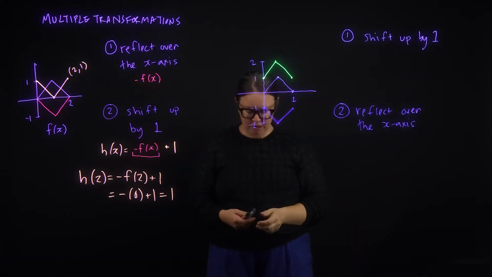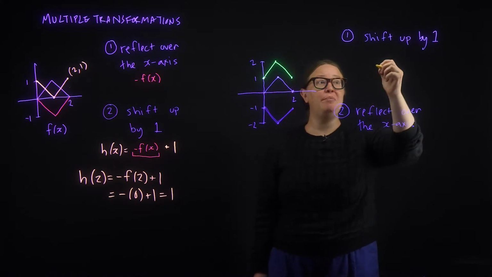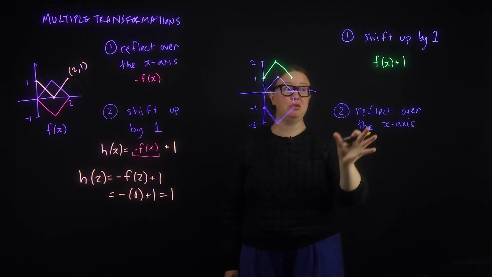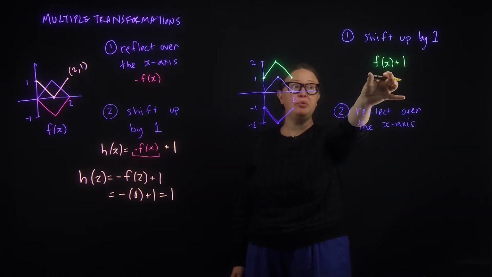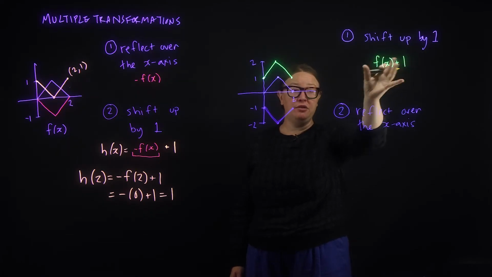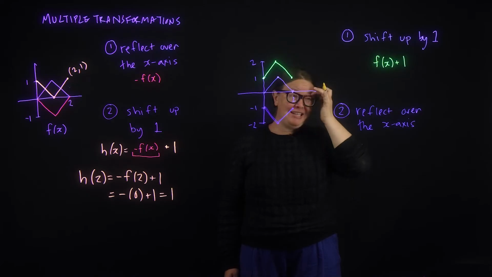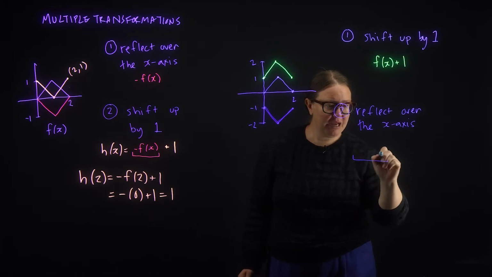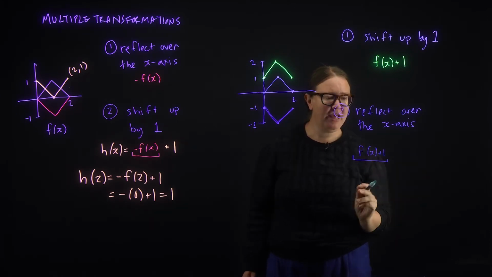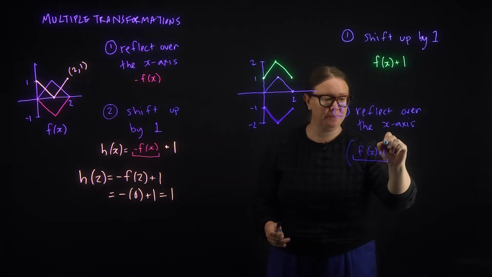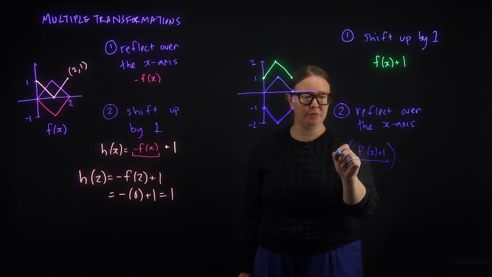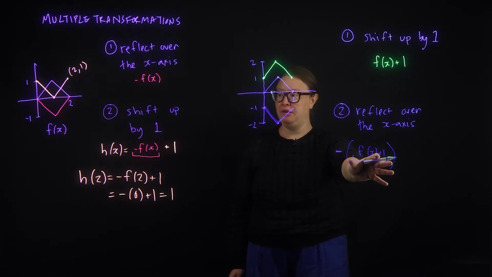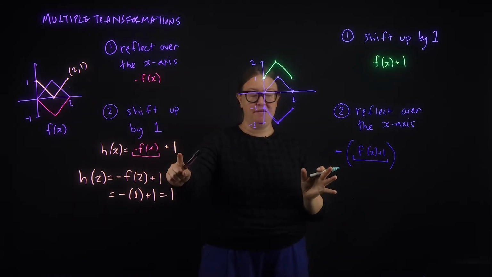So let's see what's happening symbolically here. When I shift up by 1, I'm taking my outputs from f of x and adding 1 to them. So this is the shifted function. It's all my outputs from f and adding 1 to those. Now, when I reflect over the x-axis, what's a little bit different here than before is I'm taking all of those outputs and I'm taking the opposite of the whole output. Okay, so I need some parentheses here. And my new function is the negative of f of x plus 1. And that's different than negative f of x plus 1.